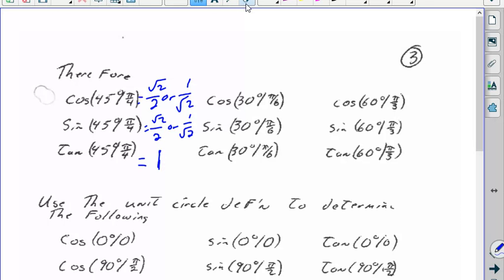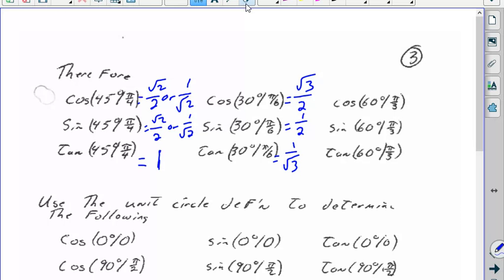Again, do you have to memorize those? No. If you have your special triangles, quite frankly, the first thing you should do walking into any trig test is write out your special triangles. Cosine of 30 degrees: the adjacent to 30 degrees is square root 3 over the hypotenuse of 2. Sine is 1 over 2. Tangent is 1 over square root 3.